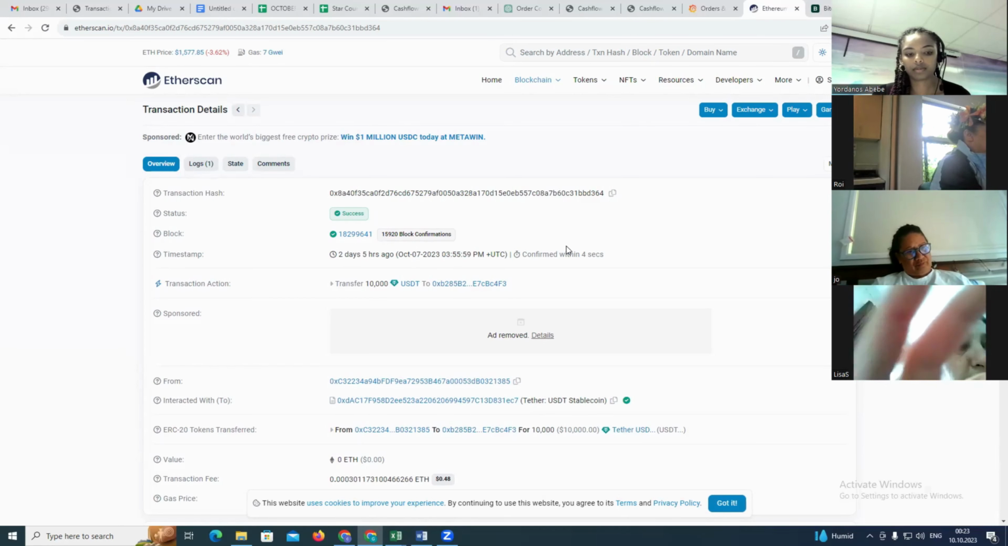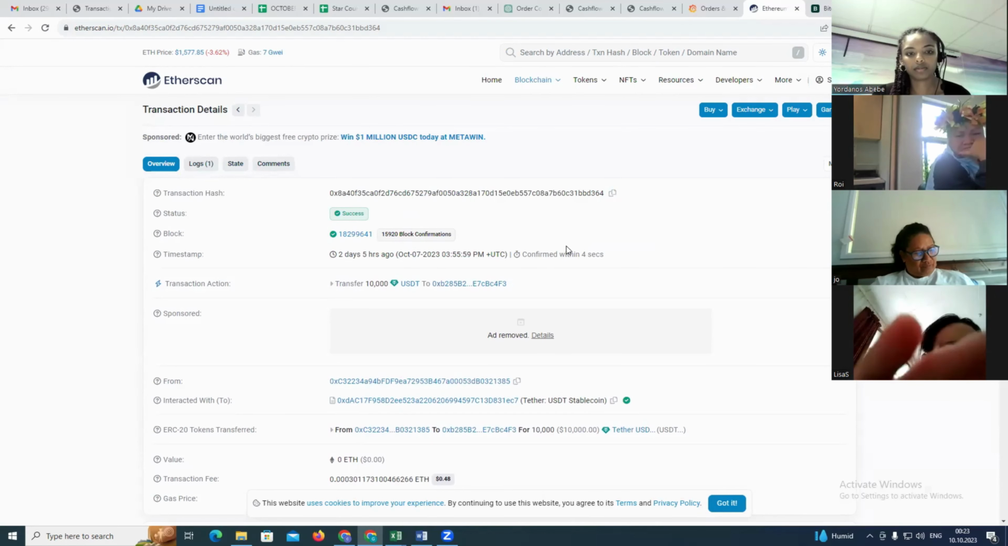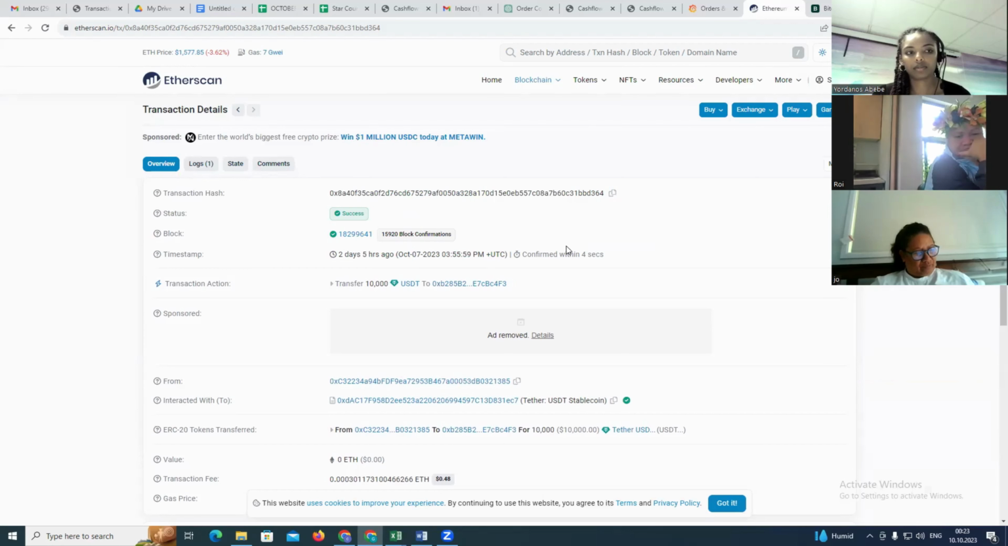Now when it comes to TronScan, we're going to go to TronScan after this. When it comes to blockchain, if you go to blockchain and you see multiple outputs, as I said, you just need to find your wallet address and you can see the value and the time when the transaction was made.